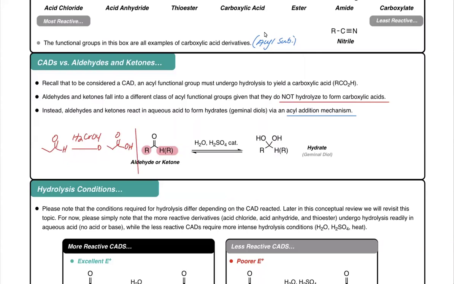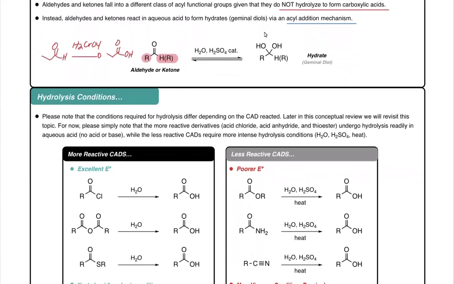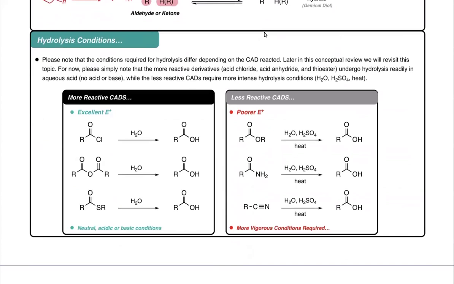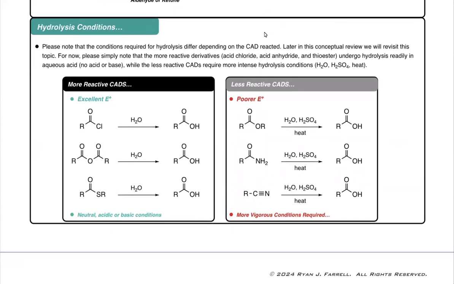All right. Now, when we think about our carboxylic acid derivatives, we have three excellent electrophiles, which I call our more reactive derivatives. That would include the acid chloride, acid anhydride, and thioester. We then have four less reactive carboxylic acid derivatives. They're more poorly electrophilic. That includes the ester, the amide, the nitrile, and of course the carboxylic acid itself.